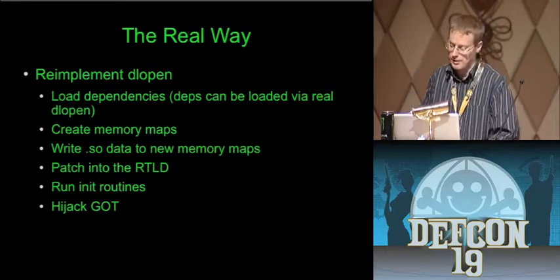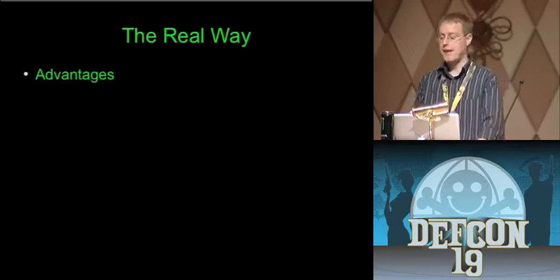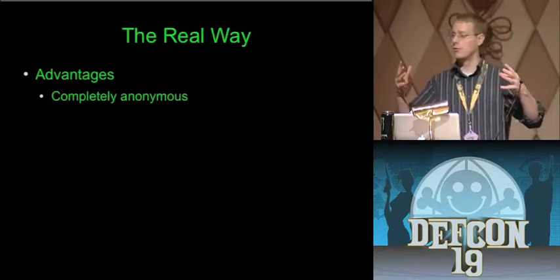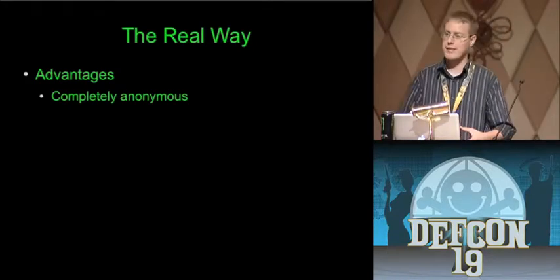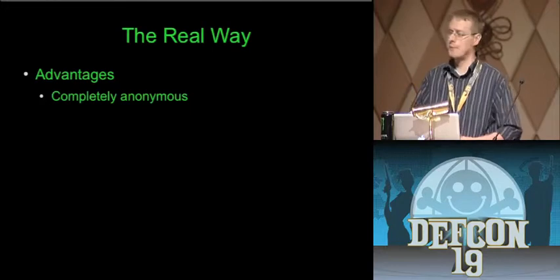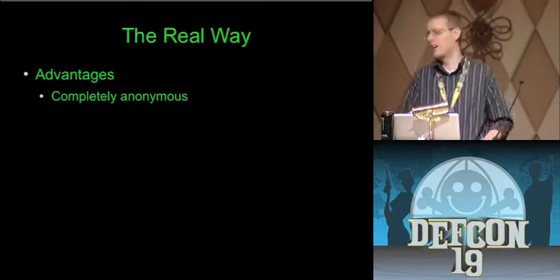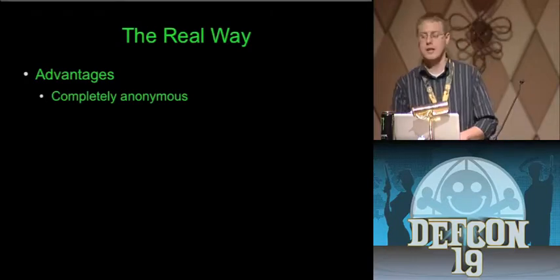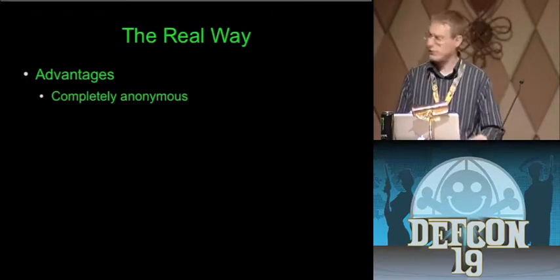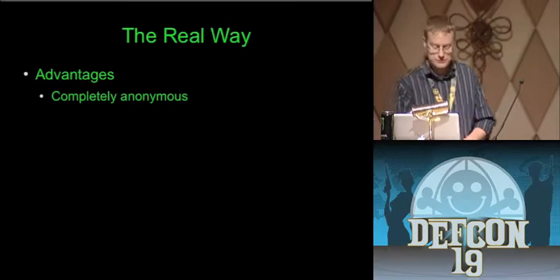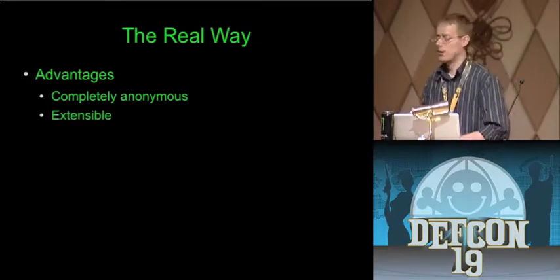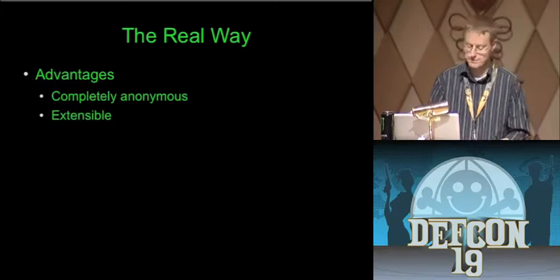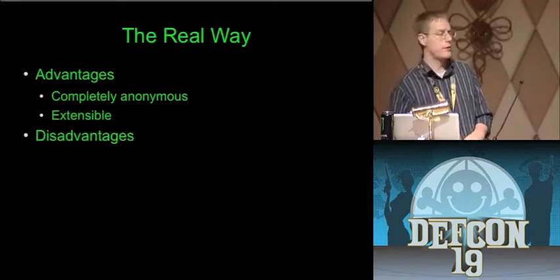You'll hijack the global offset table. There's some advantages to that. It's completely anonymous. So now you've hijacked recv in Apache, and when the system administrator cats /proc/pid/maps, he's not going to see anything out of the ordinary. He's going to see, oh, libc is loaded. That's cool. So he's going to just continue on his way. It's extensible. You can extend it really easy. It's really powerful. There are some disadvantages, though.